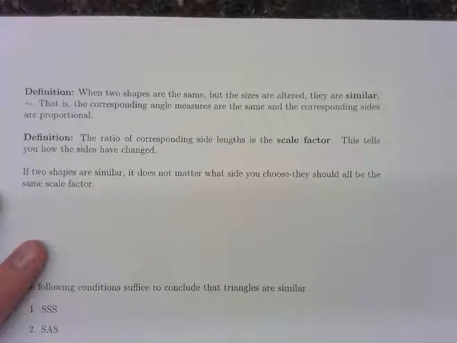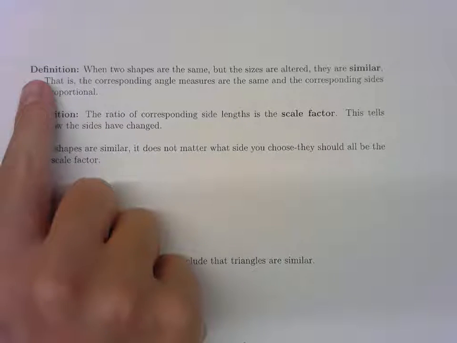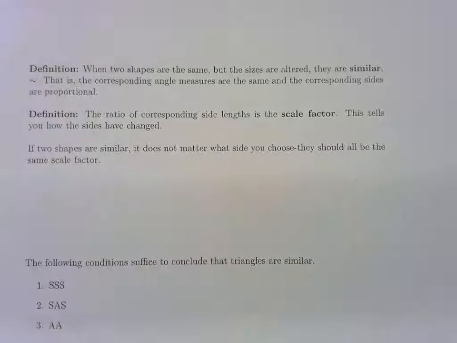Okay, page 19. We're going to do our last concept for the text, and this is on similarity. It says when two shapes are the same, but the sizes are altered, they are similar. And we denote similar by this sign here. That is, corresponding angle measures are the same, and corresponding sides are proportional.